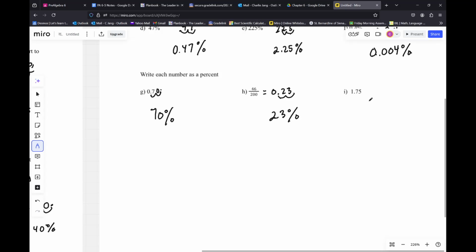And lastly, 1.75, I'm going to move this 2 spaces to the right. So that's going to be 175%. Okay, so that is pretty much it. Hopefully this made a lot of sense and it wasn't too bad. I think it's pretty easy.